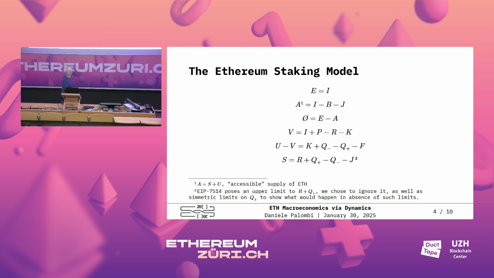By the way, another remark is that we are willfully ignoring EIP 7514, which was added in the Deneb upgrade, which poses an upper limit. So it's an EIP about churn rate, an upper limit on new stake plus reinvestment. We choose to ignore it, and other symmetric limits on staking and unstaking, to show what would happen in absence of such limits, but we'll get back to this EIP. This was actually put in place to mitigate the runaway staking scenario, so high percentages of ether that get staked at any given point.